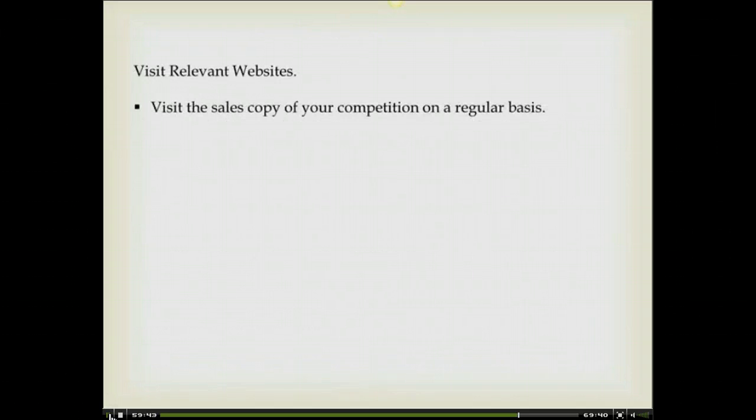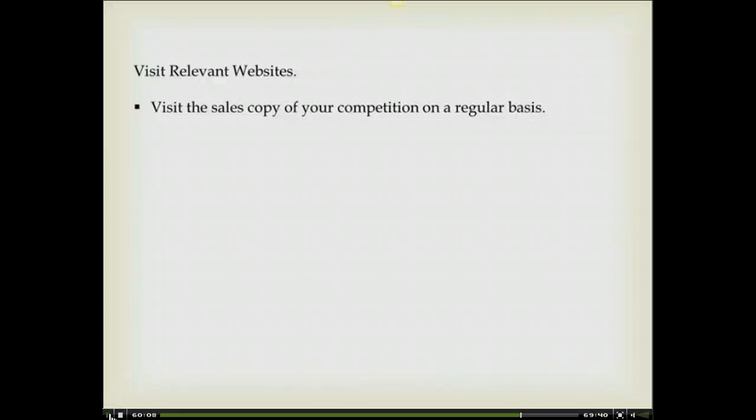Visit relevant websites. Visit the sales copy of your competition on a regular basis. This is something that's really cool to do. Make sure that you always are looking at the sales copy of your competition, because if they've done their job right, they've researched it, they know the objections, they know the questions people are having, they know the problems that people are having, and they're addressing these in their sales copy.